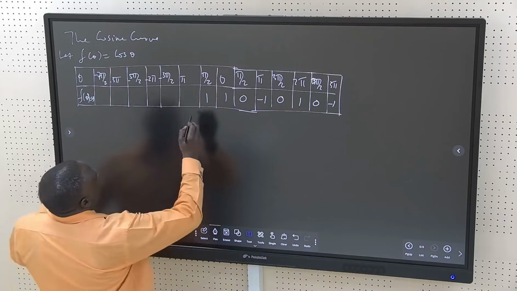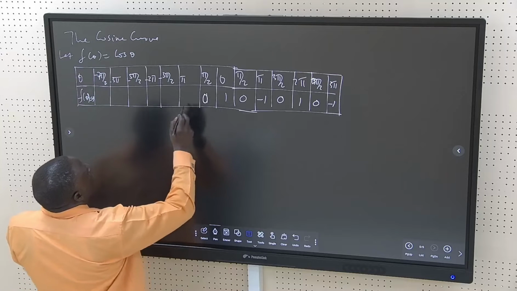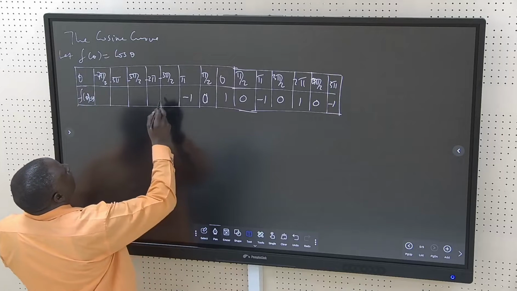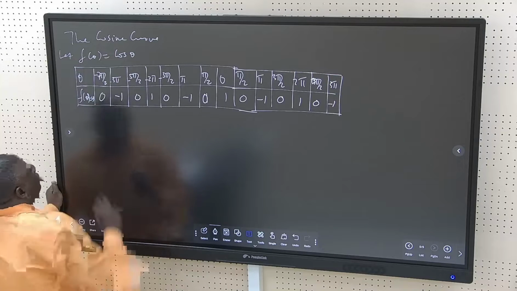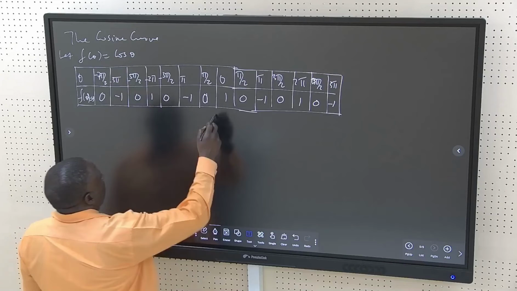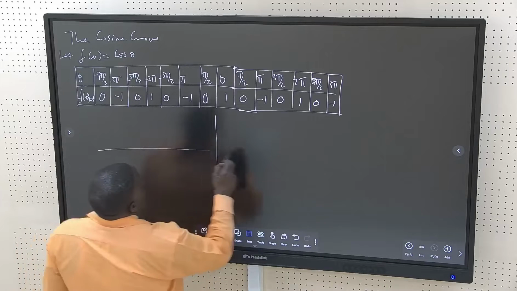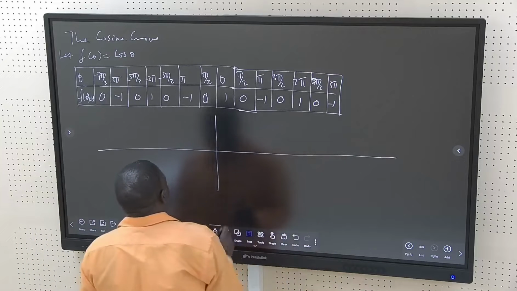Likewise, going in this direction, this is 0. This is negative 1. This is 0. This is 1. 0, negative 1, 0. So sketching this, you can sketch this one.